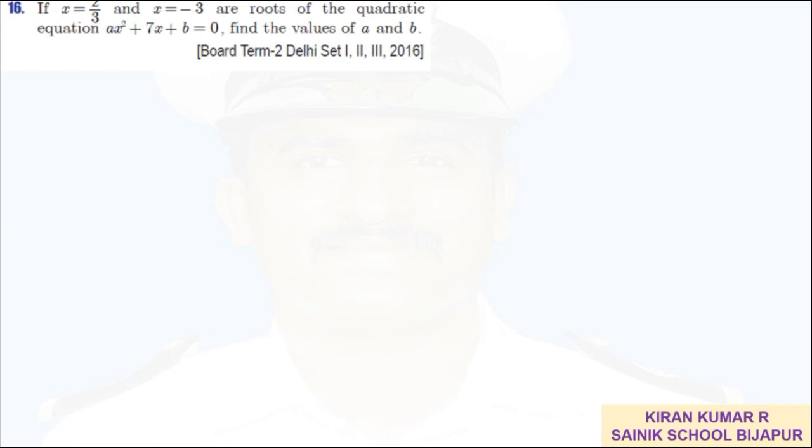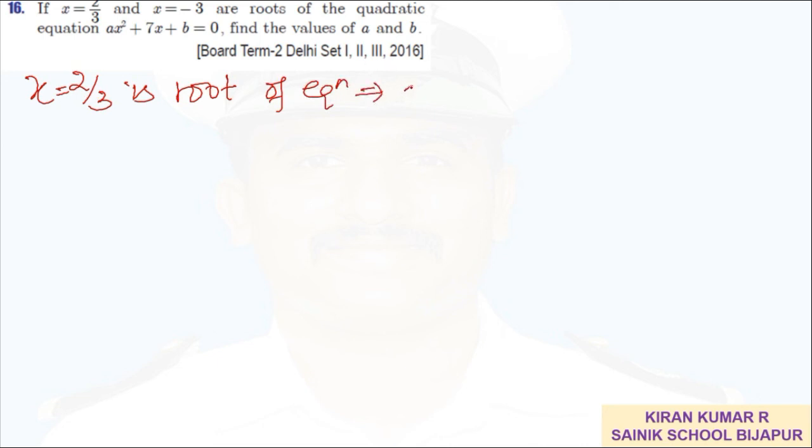We shall solve this question before winding up the session. This will be the last question for this today's session. If x is equal to 2 by 3 and x is equal to negative 3 are the roots of the quadratic equation, then find the value of a and b. As I had discussed in the previous session, if they give any value of x as a root, that particular thing has to satisfy the given equation. So x is equal to 2 by 3 is a root of equation.